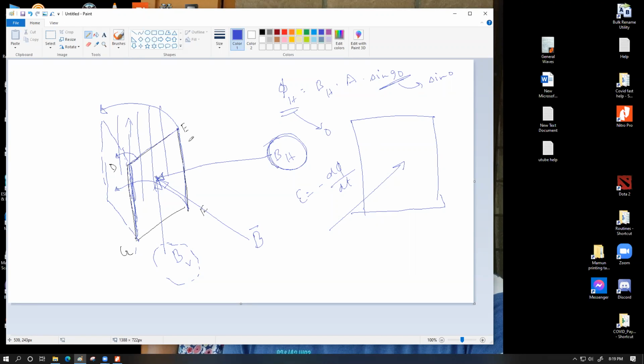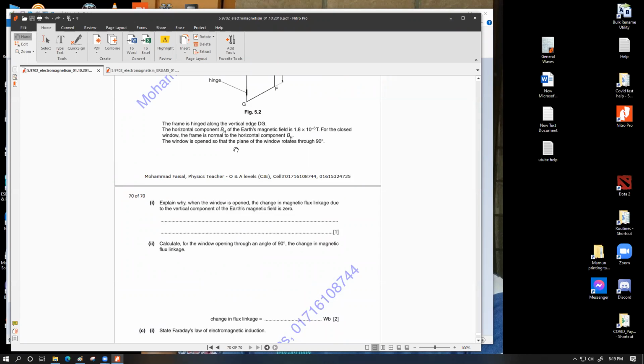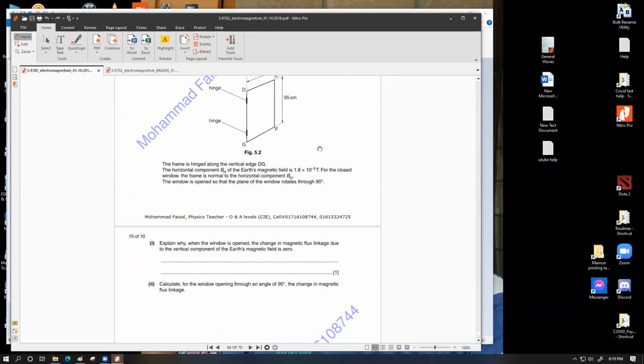And how can we say that sine 90 becomes sine 0? Because the question says right over here that the window is open so that the plane of the window rotates through 90 degrees. It says that the horizontal component BH of the Earth's field is given; for the closed window the frame is normal to the horizontal component. So when it was in this kind of condition to begin with, the horizontal component of the Earth's field was perpendicular to the surface. As we opened it to 90 degrees, what should we expect to happen?